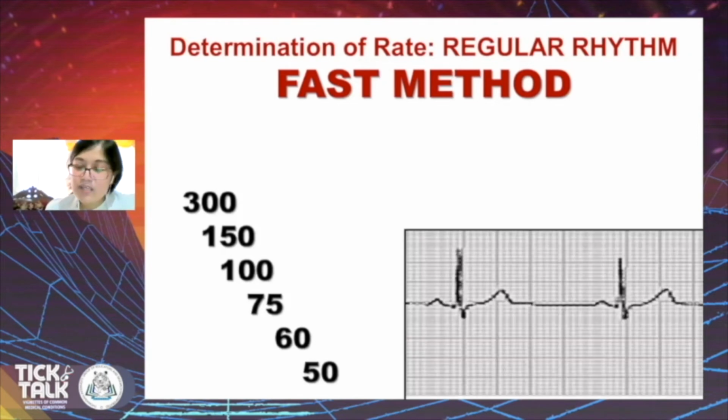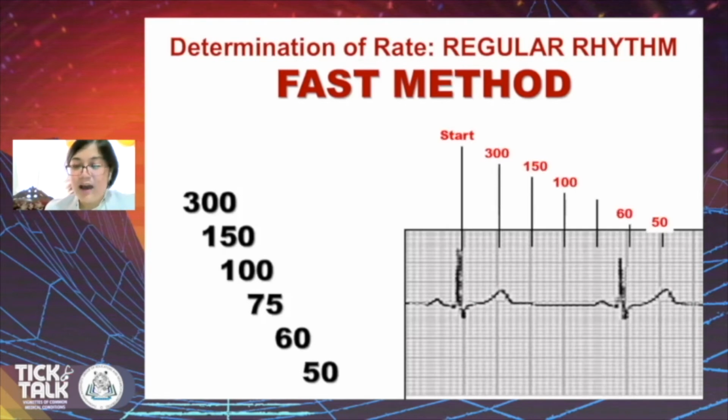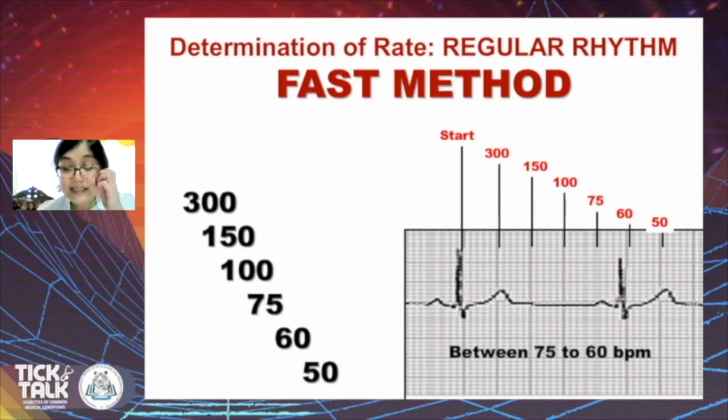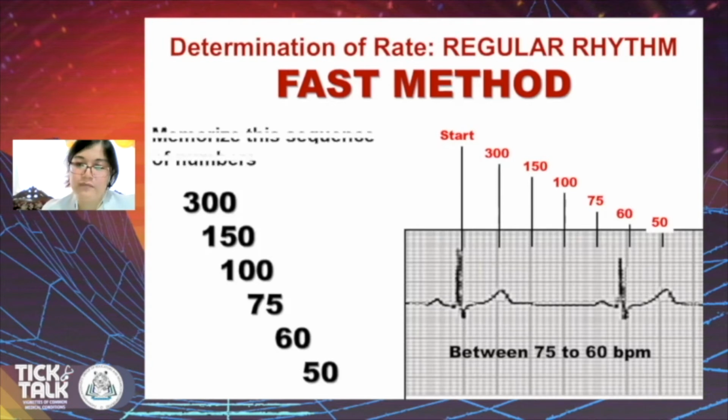So what you usually do is you find an ECG signal that falls right smack on a heavy line and then start counting the big squares in this particular interval. So 300, 150, 100, 75, 60, and 50. Now, for this particular example, we can say that the next signal after the signal that actually falls on the heavy line is between 60 to 75 beats per minute. So we can say roughly that the rate of the patient is between 60 to 75 beats per minute. So you just have to memorize this sequence if you're in a hurry.